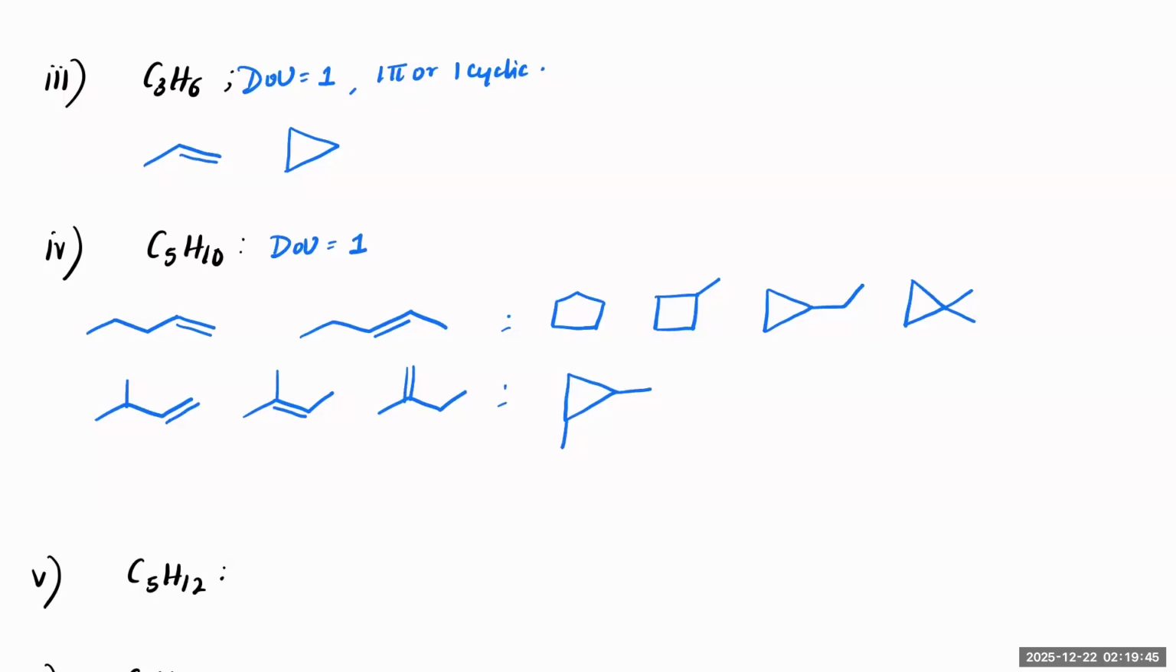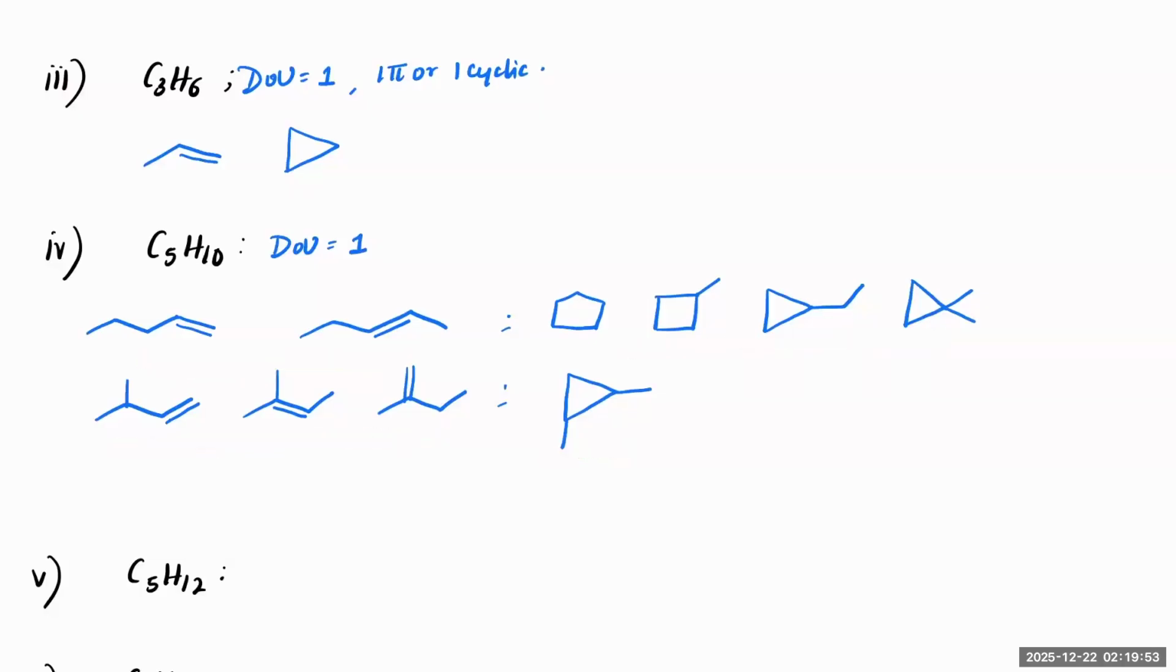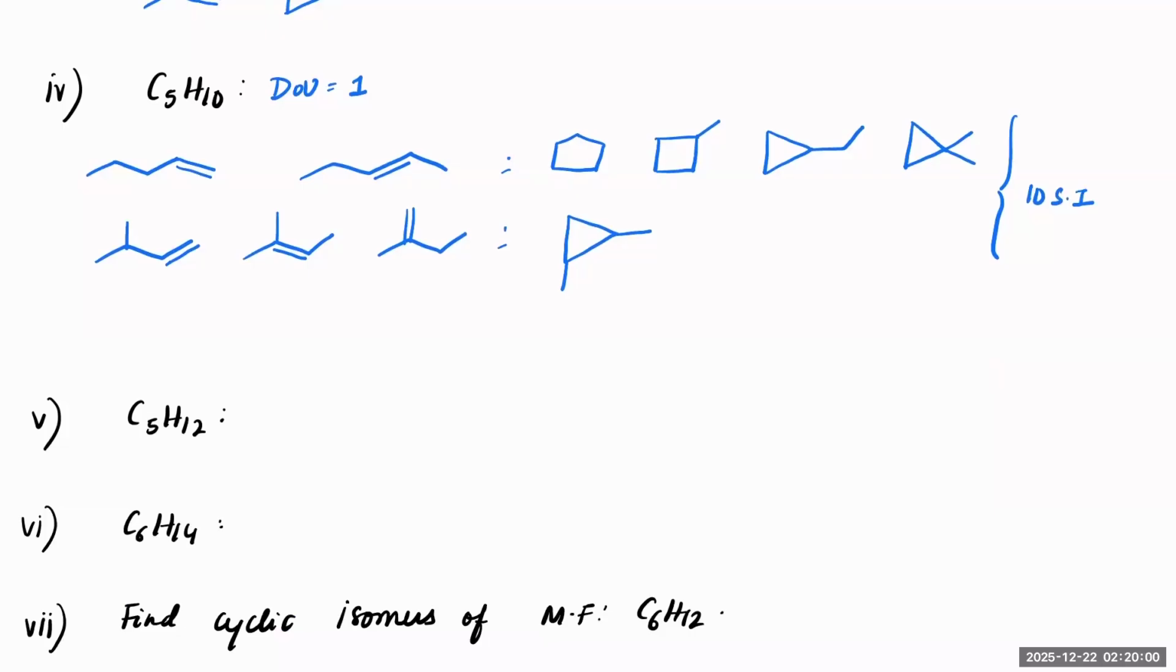Clear? Now count the total. So how many did we get here? So 2 plus 3, 5. 4 plus 1, 5. So in total we have 10 structural isomers. Okay.